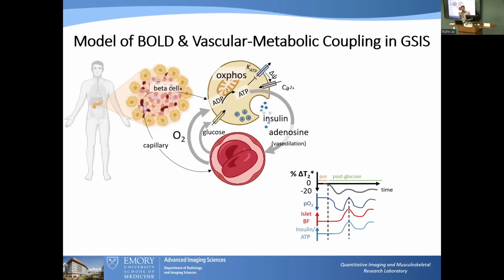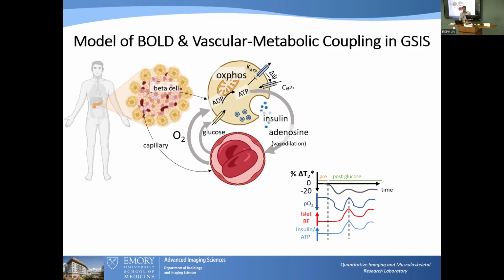So now if we go back to our model of vascular metabolic coupling during glucose-stimulated insulin secretion, and we incorporate BOLD into that, you can see I've added this trace along the time axis here of change in T2 star signal. So you can see that this change in T2 star would be expected to decrease upon stimulation with glucose, similar to how the partial pressure of oxygen drops in the pancreas or in the beta cells.